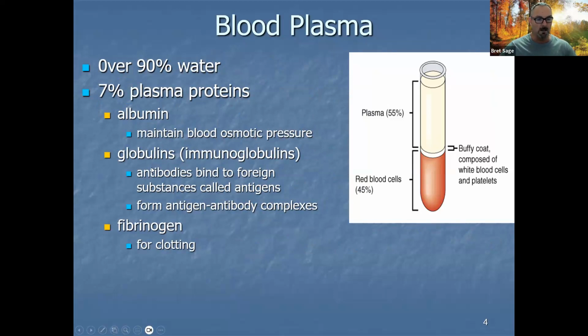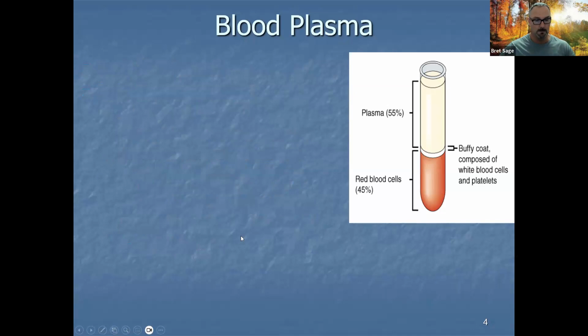Globulins or immunoglobulins are antibodies that bind to foreign substances and invading microorganisms, which contain molecules called antigens. So these antigens are proteins found on the surface of foreign invaders, and the antibodies, immunoglobulins, stick to that marking for destruction. They form antigen-antibody complexes, which white blood cells then target and destroy anything that has that complex. Fibrinogen is a protein used for clotting your blood when you are cut.